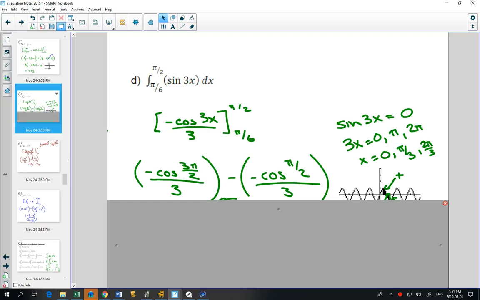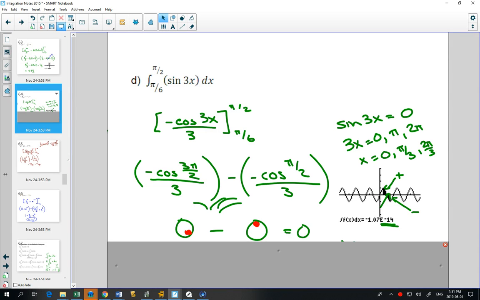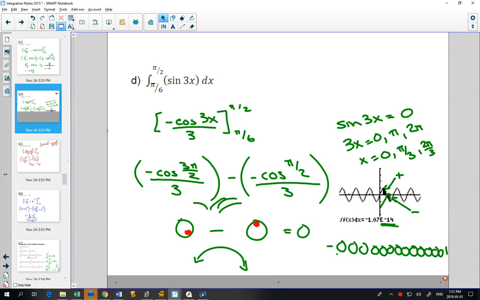But if I plug in my values, cos of 3 pi over 2 is? And cos of pi over 2? They're 0. We get 0 minus 0. Oh no. That's equal to 0. So there are a couple of interesting things. The calculator calculated the answer to be negative 1.07 e to the minus 14.